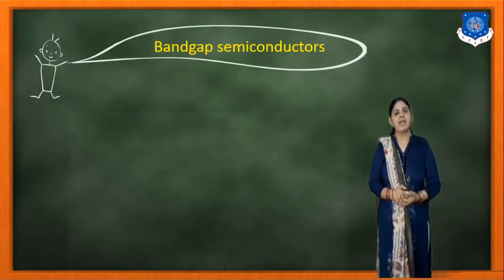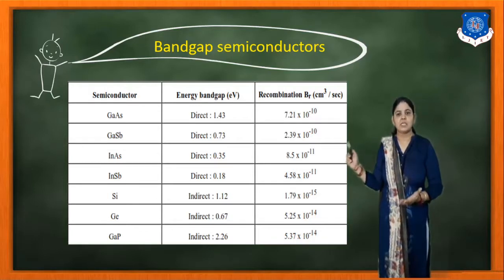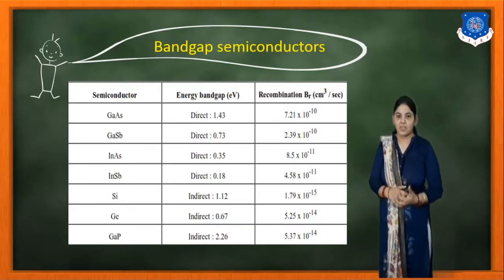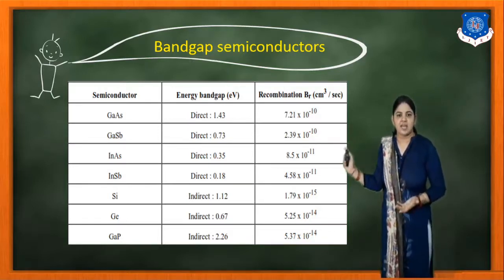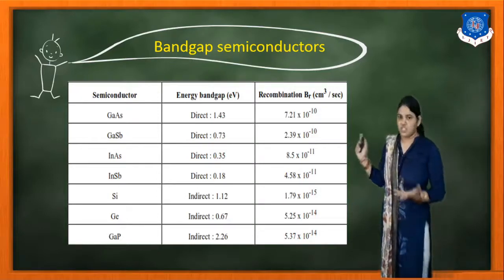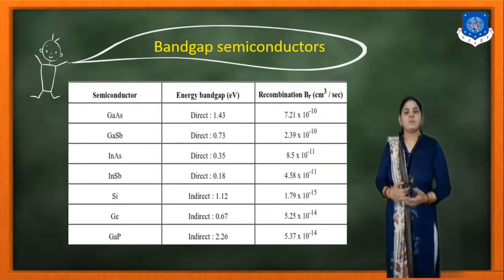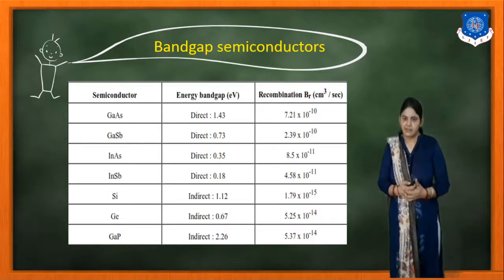Now about these band gap semiconductors, we have a table which gives us the idea about the various semiconductor materials, the energy band gap in eV, and the recombination. The various materials are GaAs, GaSb, InAs, InSb, silicon, germanium, and GaP. These are the various materials that can be used to fabricate the light sources, that is the LED or the laser. The energy band gap is shown over here, whether it is a direct band gap or an indirect band gap.